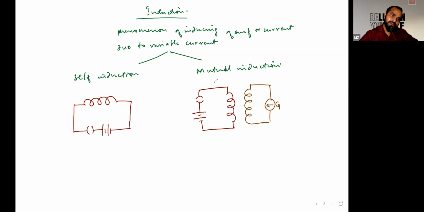So we have mainly two types of induction. So next part is self-inductance.